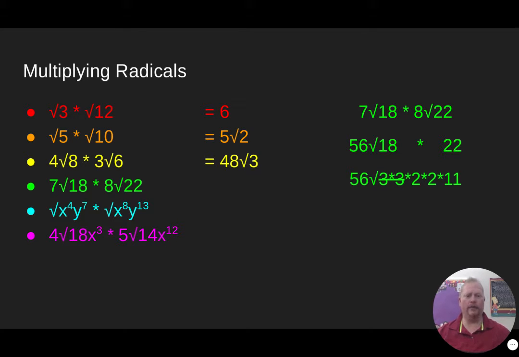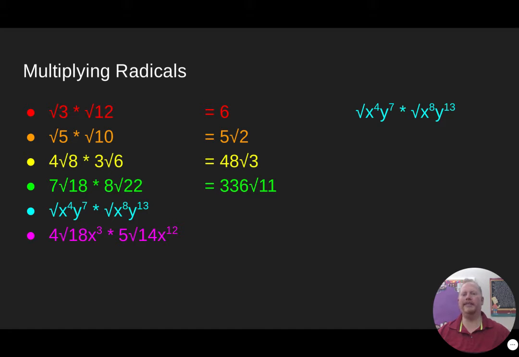Now, I've already crossed off a group of 3's. Those can move to the outside. And again, only one of them makes it. That group of 2's can try to escape, but only one of them makes it. And that 11 does not have a partner, so it has to stay in there. So 2 times 3 times 56, that's 6 times 56, that's 336 times the square root of 11. Okay?